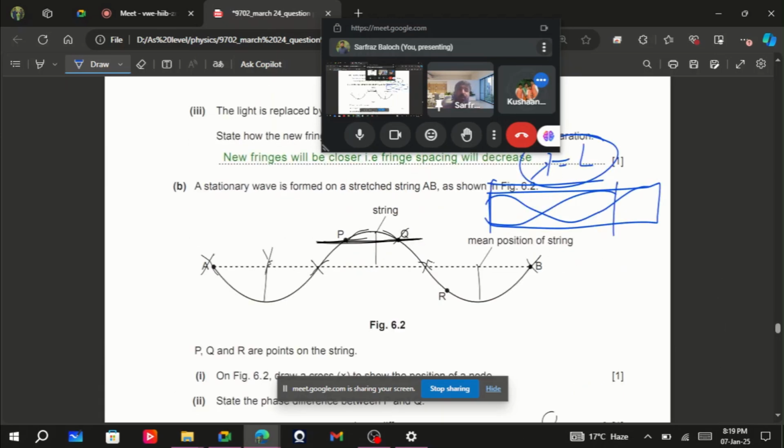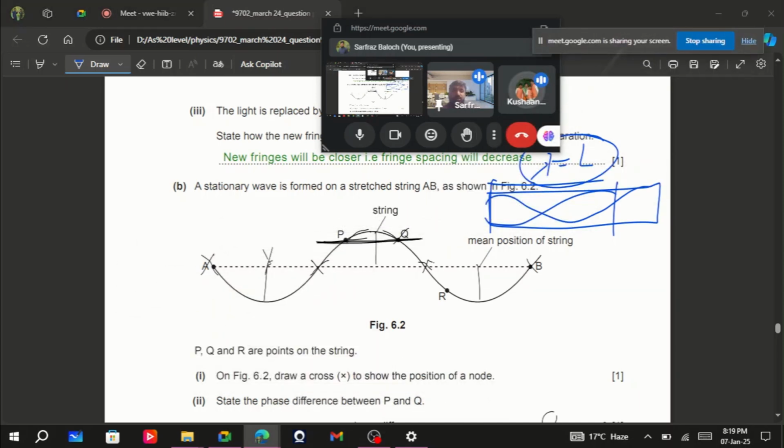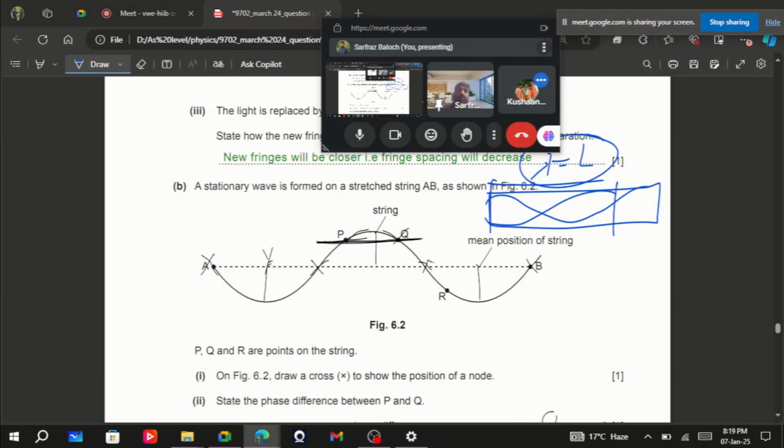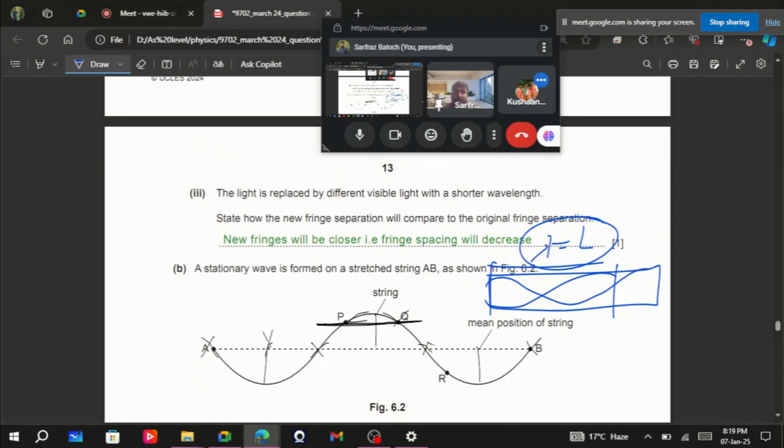Okay, do you have any question here? Sir, how will this part where new fringes will be closer, for example, fringe spacing will decrease? How? In which part? In the above part.